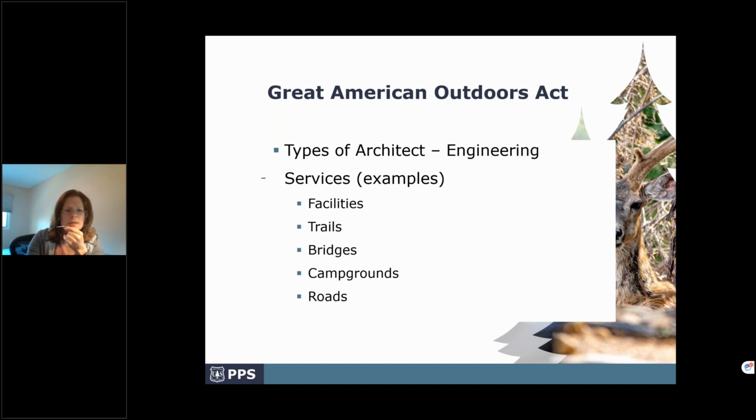And then A&E is another big one that we'll be doing contracts for. So there'll be facilities work, trails, bridges, again, campgrounds, and roads. For the construction projects that I just talked about, some of the stuff will have to have some design work done to it. Next slide.